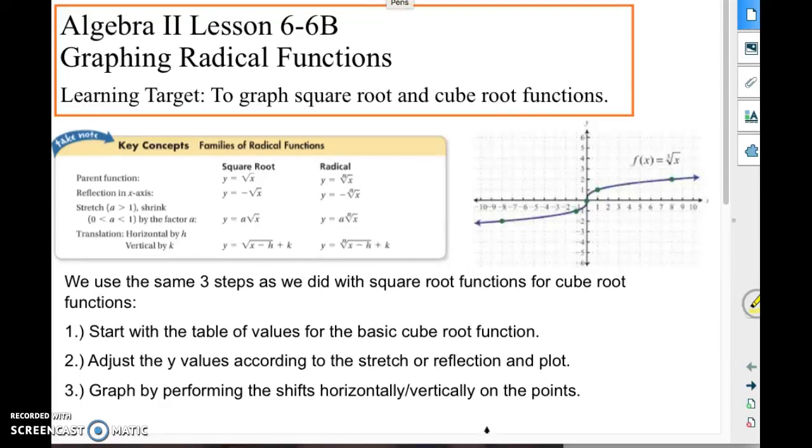Our learning target today is to graph cube roots of functions. This is very similar to graphing the square roots in that our steps are pretty much the same. We're going to start with the table of values for the basic cube root function, and then we're going to adjust y according to a stretch or compression or reflection, and then we're going to graph. And again, I would always insert the first step as to find the vertex.